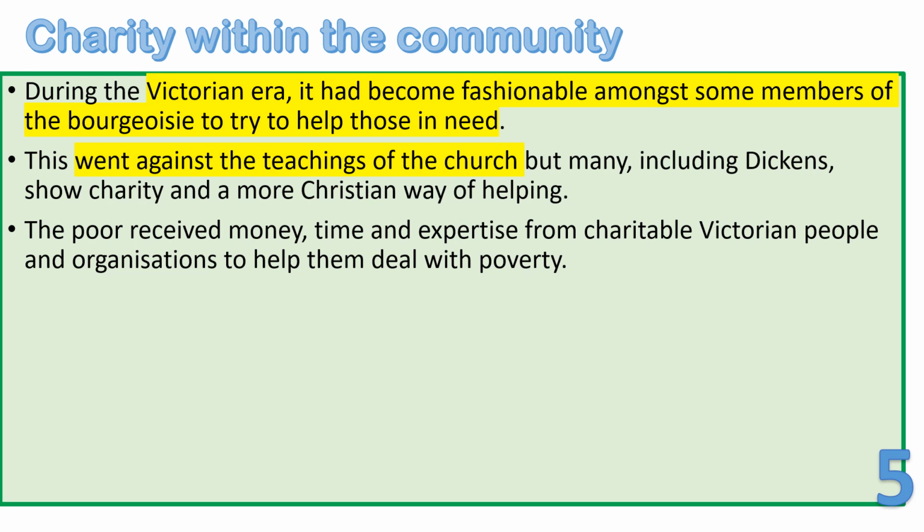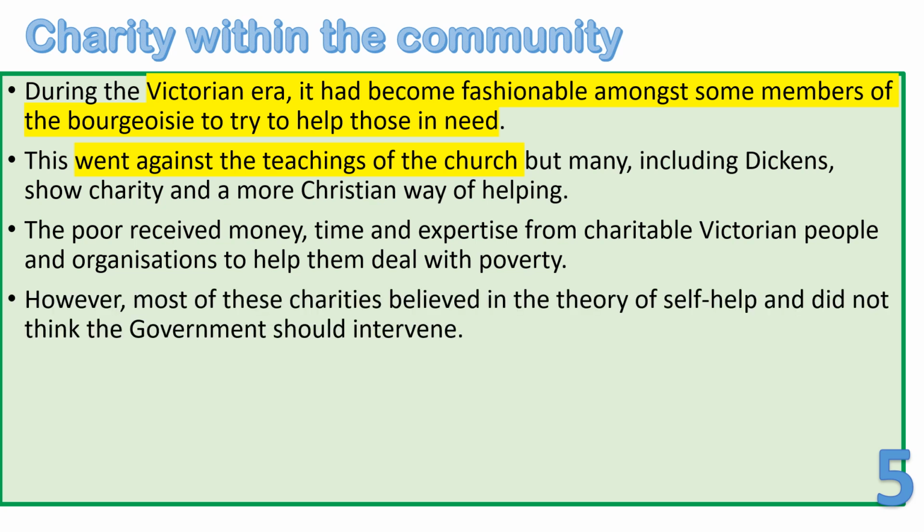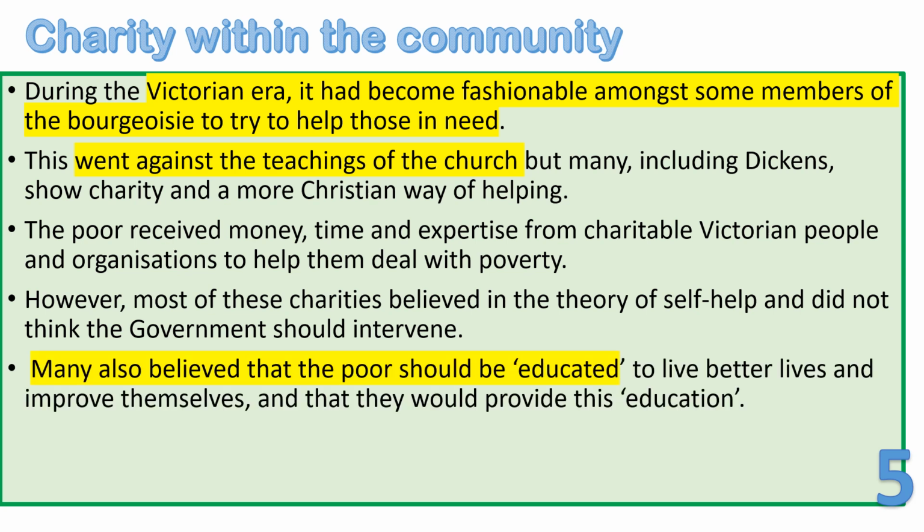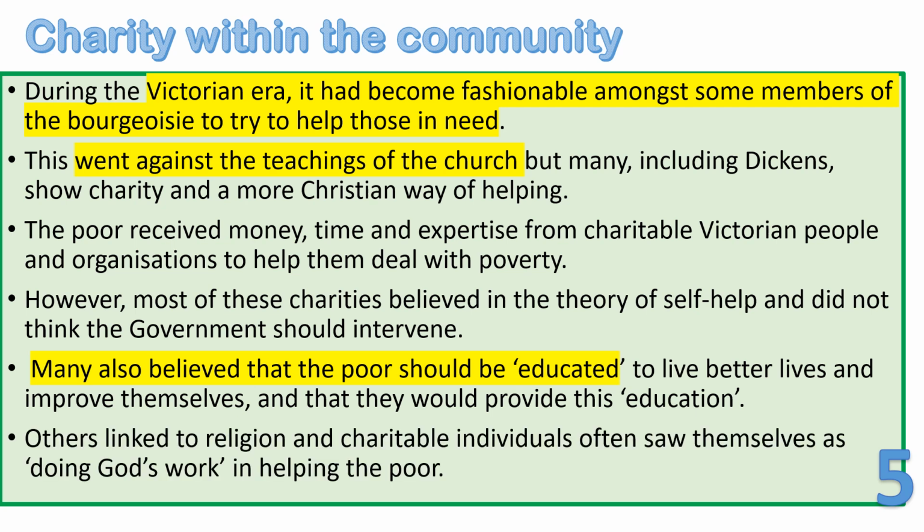The poor received money, time and expertise from charitable Victorian people and organisations to help them deal with poverty. Most of these charities believed in the theory of self-help and did not think the government should intervene. Many also believed that the poor should be educated to live better lives and improve themselves, and that they would provide this education. It's worth noting that Dickens believed that education was the best route out of poverty. Others were linked to religion, and charitable individuals often saw themselves as doing God's work in helping the poor.